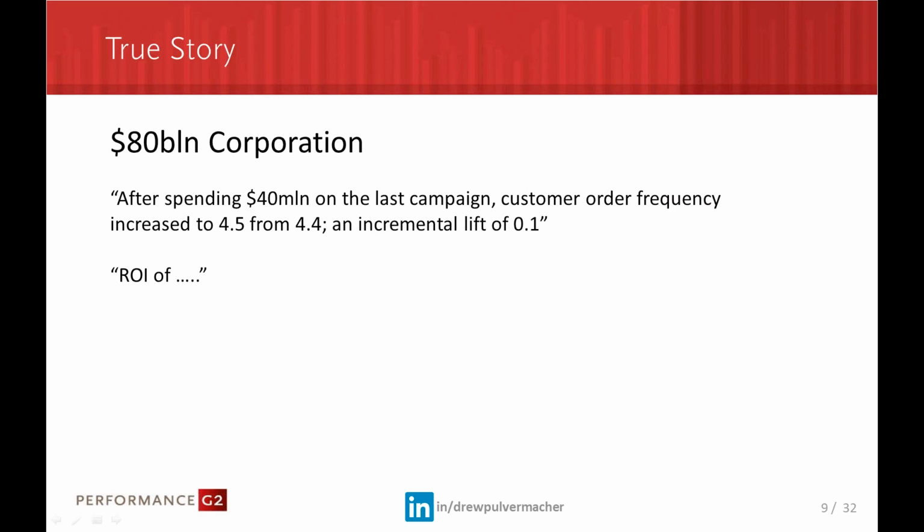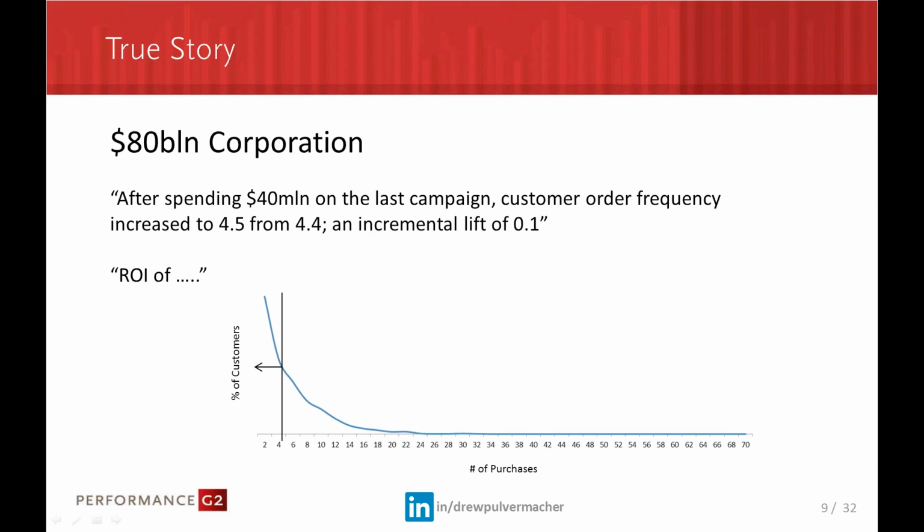What do those numbers look like? If you get anything from this webinar today, always ask what that average looks like. What does 4.4 look like? Well, it looks like this. And I know that 62% of our customers purchase less than 4 times with us in that time period. What does 4.5 look like? It's basically the same thing. There is no incremental lift at all. Where is that $40 million going? What are you getting for it? When you're spending that type of cash on a campaign, make sure that you're getting your money's worth.